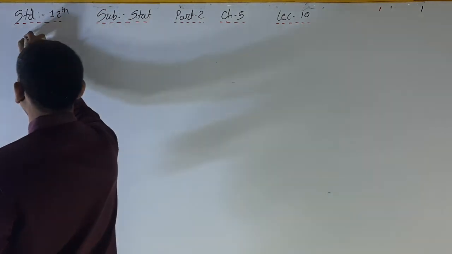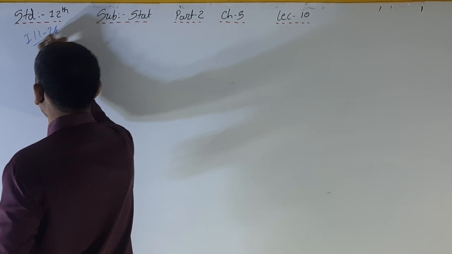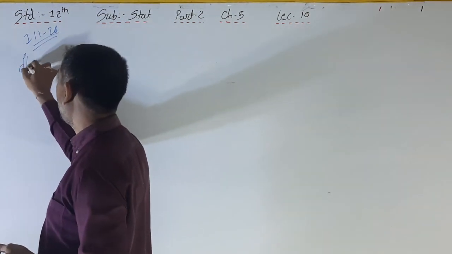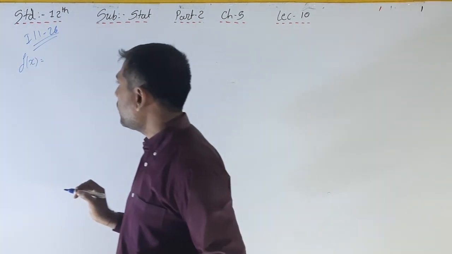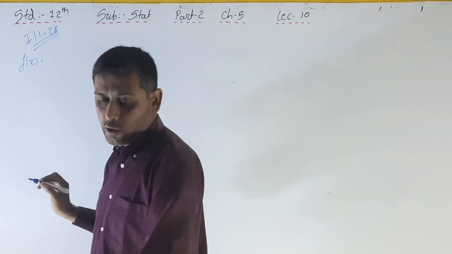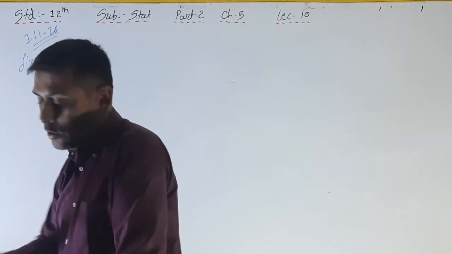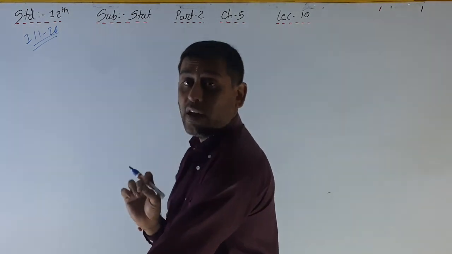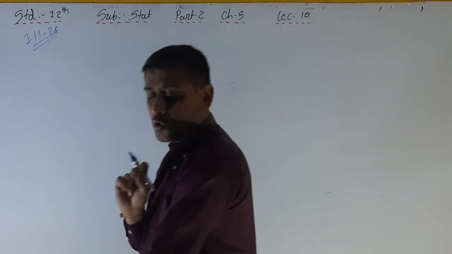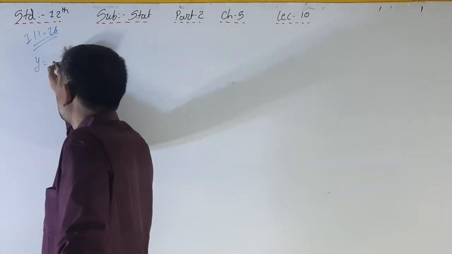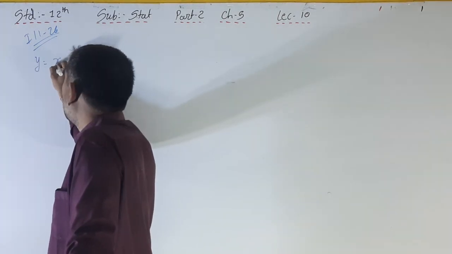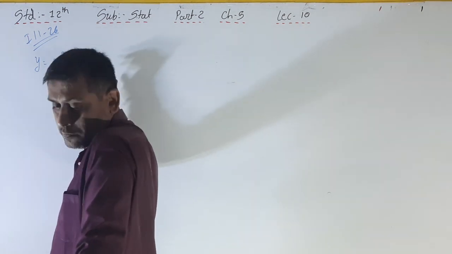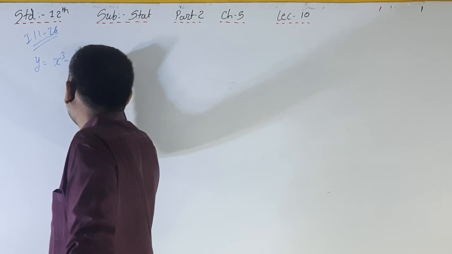Now start illustration number 26. What is the first question? See here, in the question, y is given, not f(x). So here we have to write y, then dy/dx, and then d²y/dx². y = x³ - 2x² - 4x - 1.